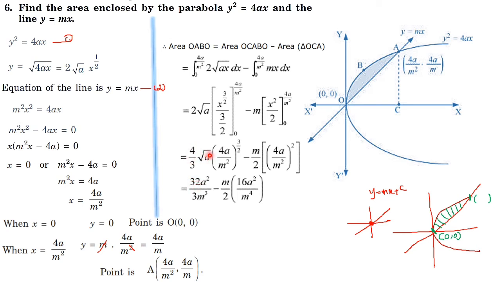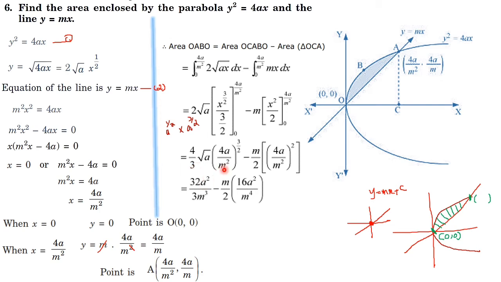Then root a we can write as a power 1 by 2, and here again there is a power 3 by 2. I will show you that calculation, that is better. So root a we can write as a power 1 by 2, into a power 3 by 2. What we have to do is add the powers. Add the powers means 1 by 2 plus 3 by 2, that is 1 plus 3, 4 by 2. 4 by 2 is 2. So a square will be there, divided by 3.